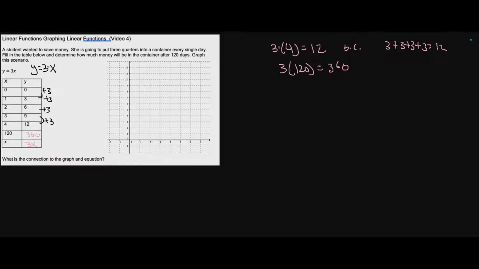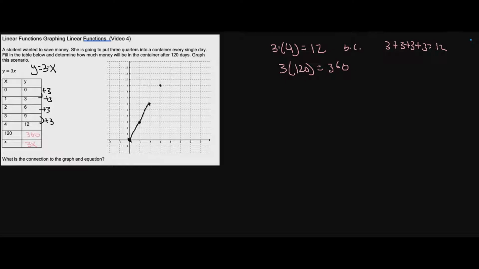Well, we know it starts at (0, 0). And when x is 1, our y value is 3. So I'm just graphing these. When x is 2, it's 6. And when x is 3, it's 9. Okay, so I'm just graphing this.